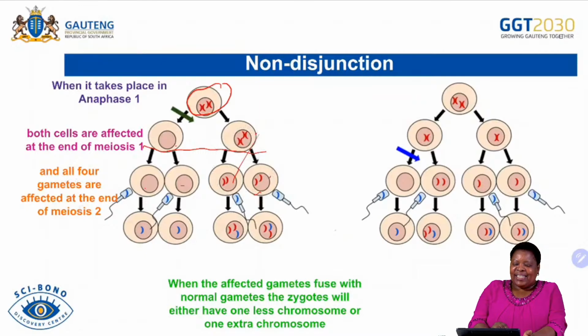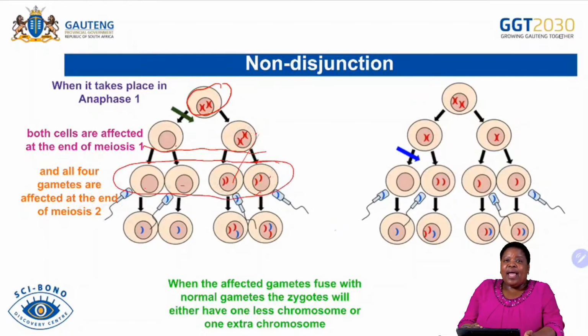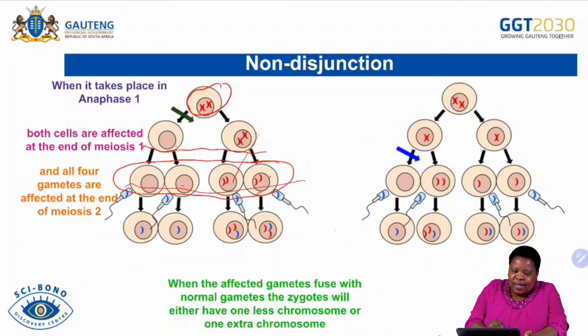All 4 gametes are affected at the end of meiosis II. Check the 4 gametes. We are saying they are affected. Now, when the affected gametes fuse with normal gametes, so this will be a normal gamete from a sperm cell.